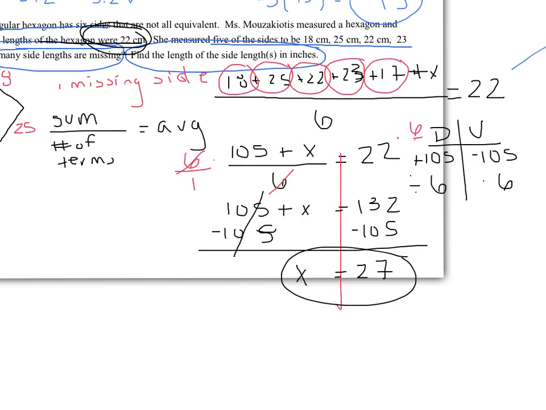Now you can easily check this one of two ways. You can take this 27, plug it back in up here for x, and make sure that you get an average of 22. You can also go back up to the original one and figure out if our sixth side length was 27, would we get an average of 22? So I want you, one of those two ways right now, to check your answer. Okay, you should have gotten that yes, it worked. It did end up being an average.